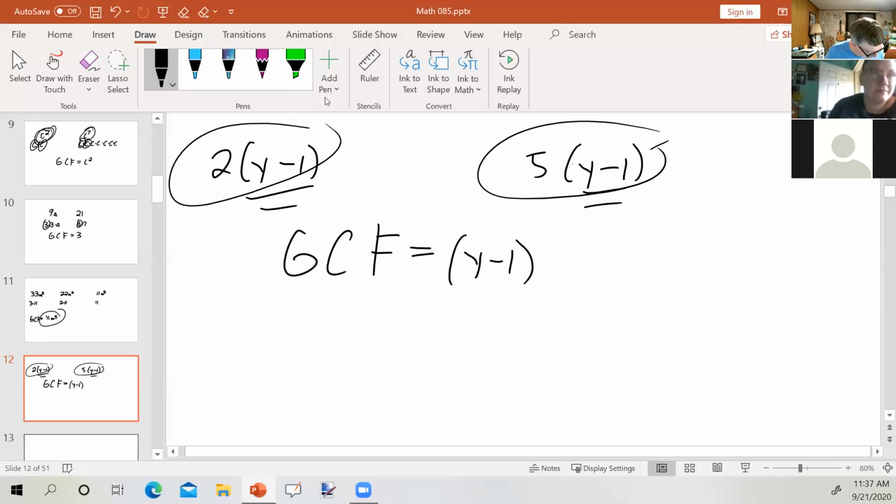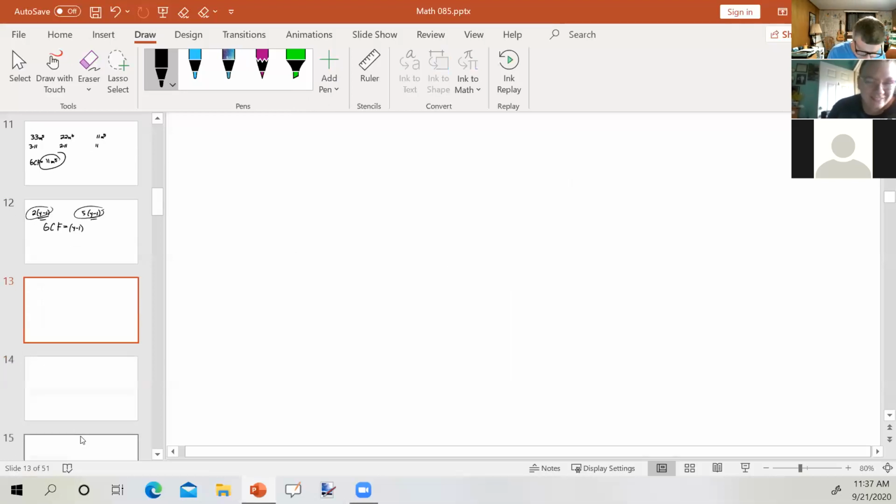Okay. Let's see here. 18x plus 24. Now, the directions change here. The first problem, I guess I should have emphasized this. The first one said, find the greatest common factor of each list of terms. So we identified it. Now it says, factor out the greatest common factor.